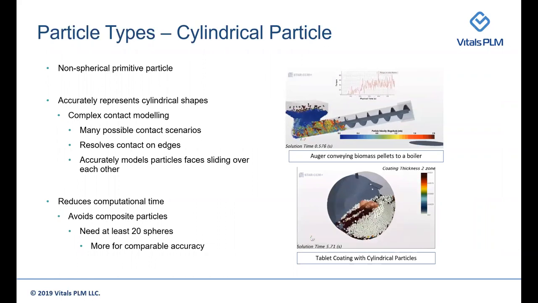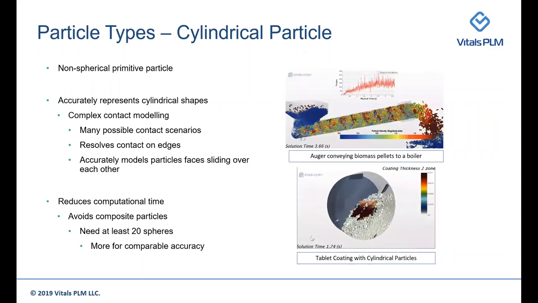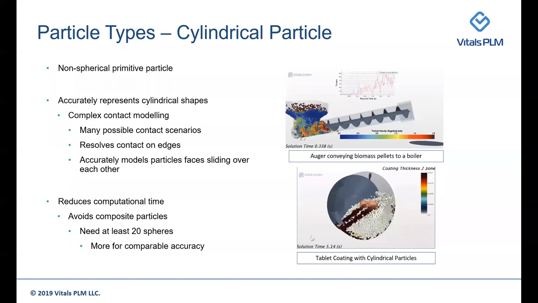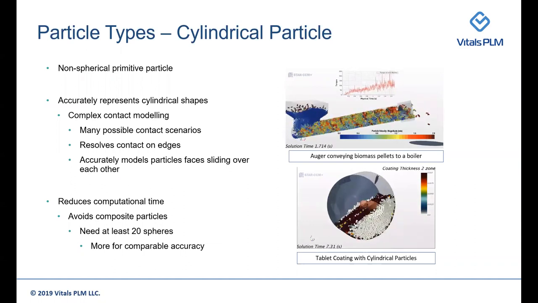Another primitive DM shape is the cylindrical particle. Here we see two examples of cylindrical particles. The top one is the screw conveyor, where the particles are cylindrical in shape. Unlike a composite particle, with the cylindrical shape primitive DM particle it is possible to resolve contact on edges. It can accurately model the particle faces sliding over each other. It can help to reduce computational time, unlike a composite particle, which requires at least 20 spheres to represent a particle which is cylindrical in shape.